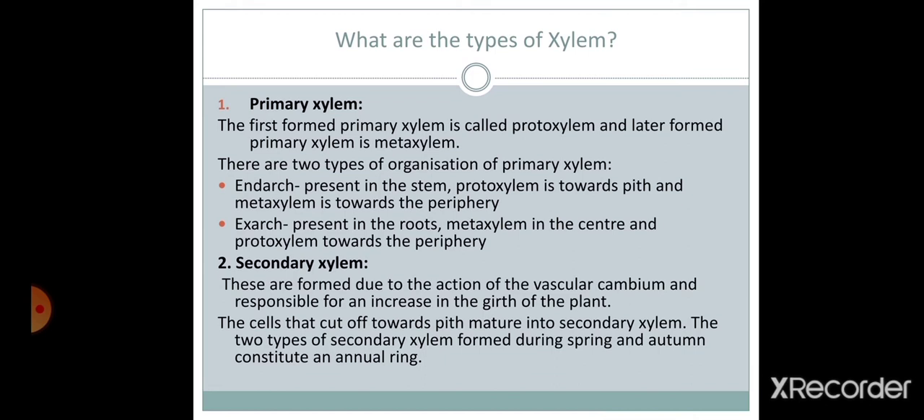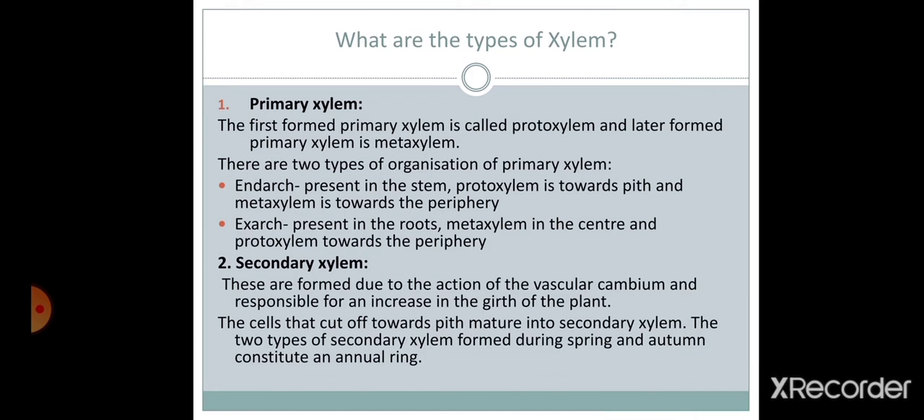So there are two types of xylem, that is the primary xylem as well as the secondary xylem. The primary xylem is called the protoxylem, and the later formed primary xylem is the metaxylem. Okay, so in the primary xylem there are again two types, that is endarch as well as exarch.